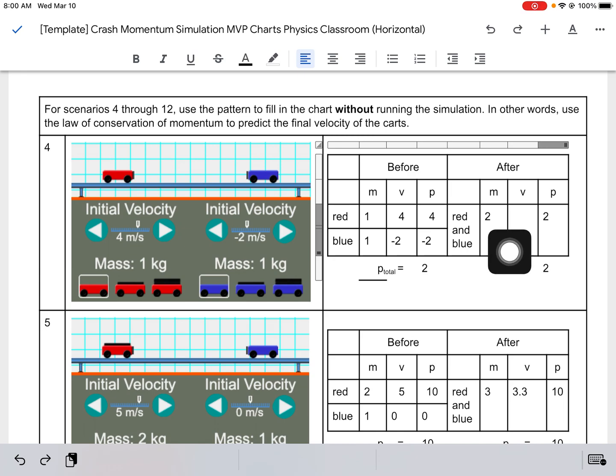Then how do we get our velocity? Well, m times v equals p, and mass times v equals 2. 2 times what equals 2? Well, you could do that in your head. 2 times 1 equals 2. And there we have it. We've filled out this chart, and we've predicted the final velocity of the carts in this inelastic collision. They're moving at 1 meter per second. That's how to do these.